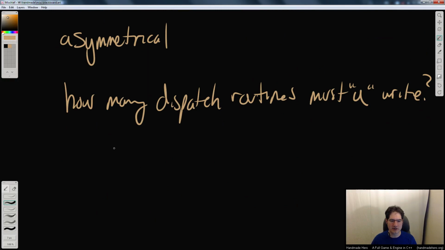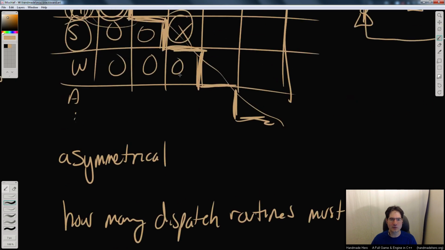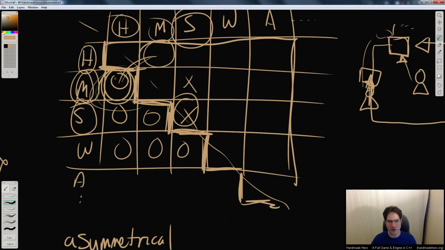Well, you would need the number of entity types squared, because what's the area of a square? It's the side times the side. So t times t, t squared, is how many dispatch routines we would need. And in this case, we only need to supply half of them because we don't actually need these ones down here. So we get to remove a fair bit of them.